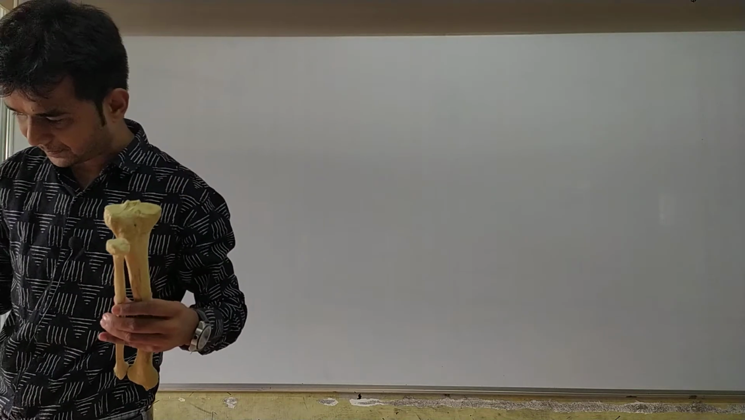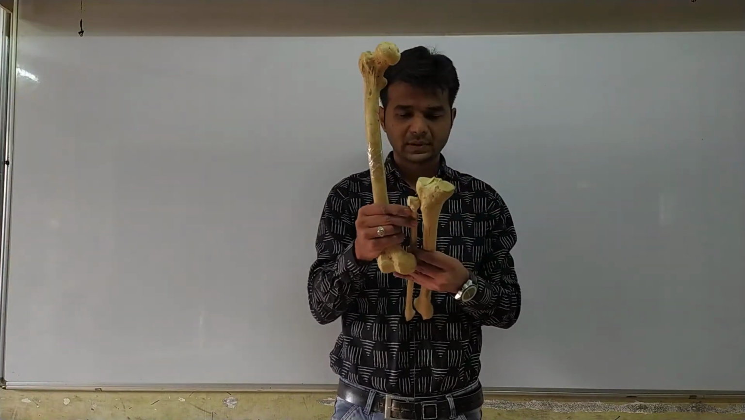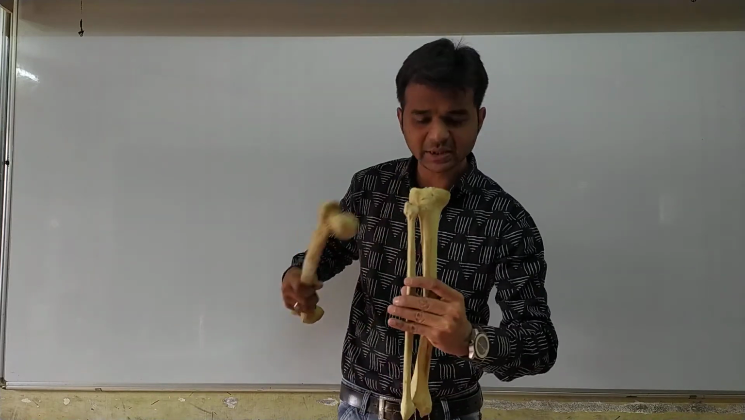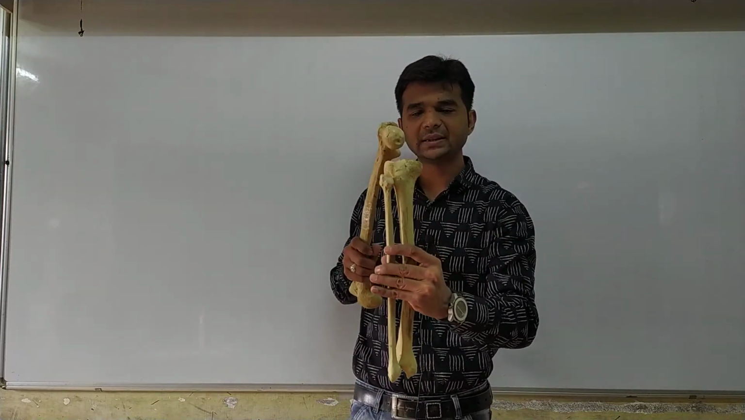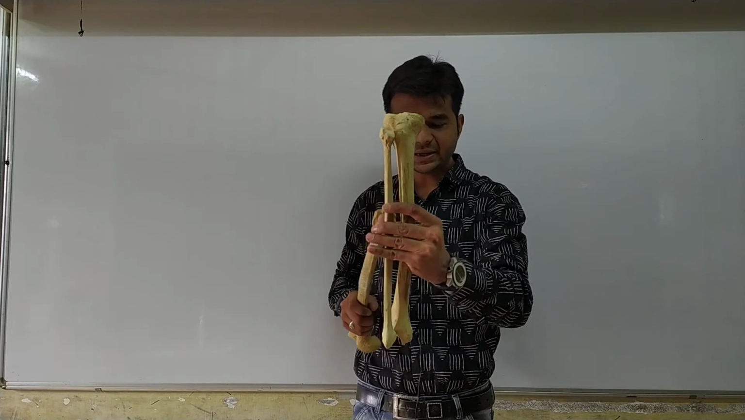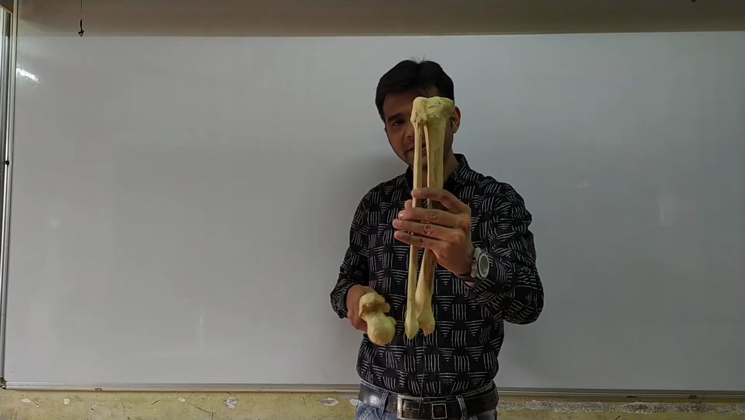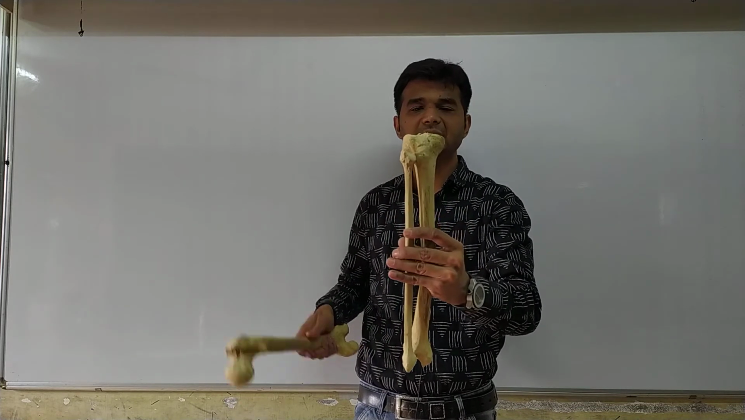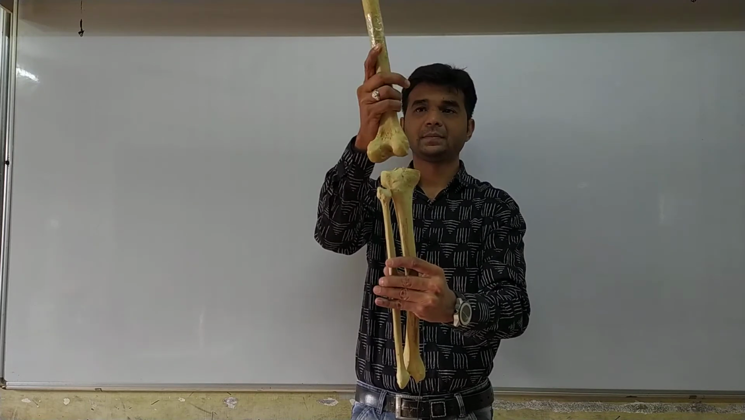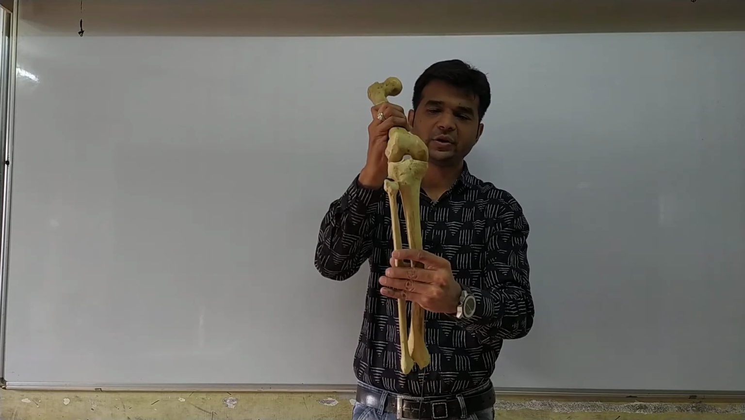Now see, this one is the tibia. The tibia is situated on the thumb side. Assume that this is the right side leg. So this tibia is towards the thumb side, and this is the fibula, which is present on the little finger side. And now in this way the knee joint is formed.